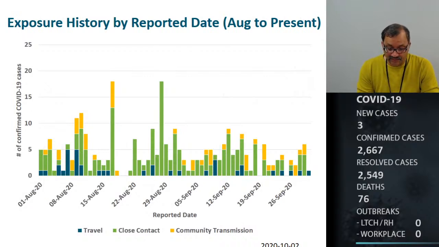This particular graph is looking at how our cases are acquired in the last couple of months, starting the month of August. The majority of cases that we are seeing in this graph is green, which is as a result of close contact. But we're also seeing some cases of community transmission, and occasional travel-related cases, mainly in the agri-farm during their quarantine period, but we are also seeing some travel-related cases in our region as people are starting to travel now.